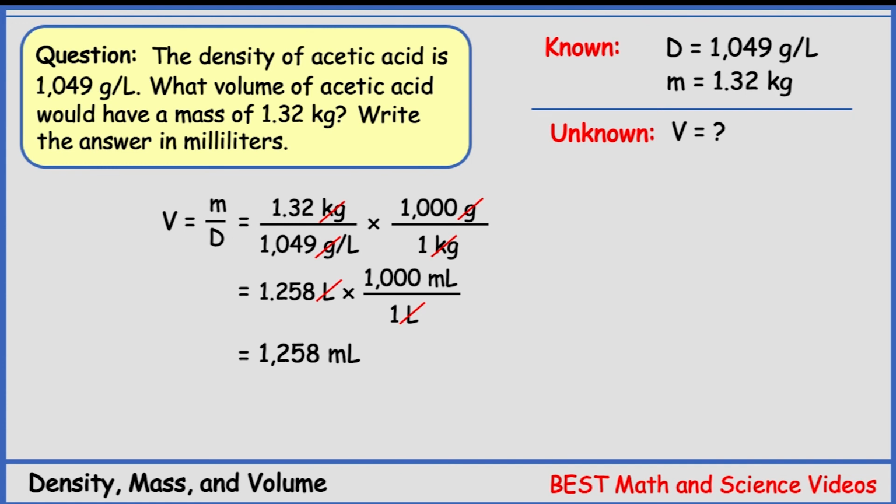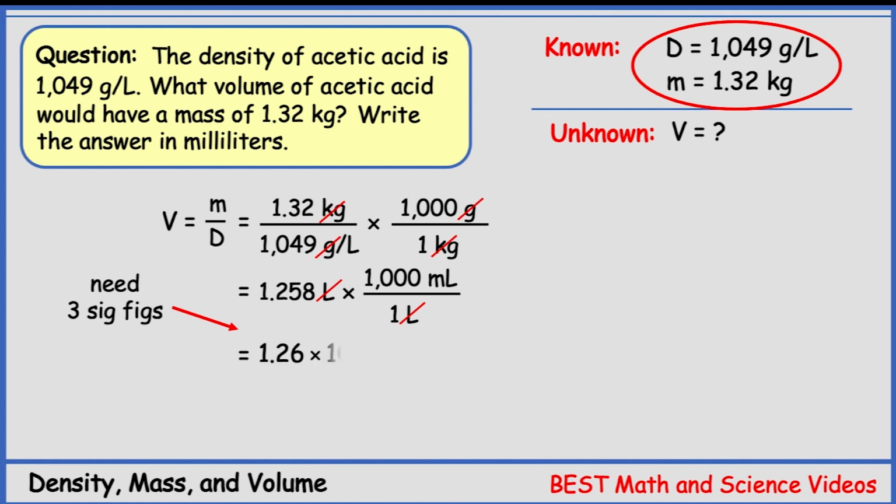We always need to check for significant figures. So look back at the given information. The density was stated using 4 significant figures, and the mass was stated with 3. The least number is 3. So we need the answer to also have 3 significant figures. In this case, then, the answer should be rounded to 1.26 times 10 to the 3 milliliters. And here also, if you're unfamiliar with scientific notation, check out our video on that. So this is your answer.